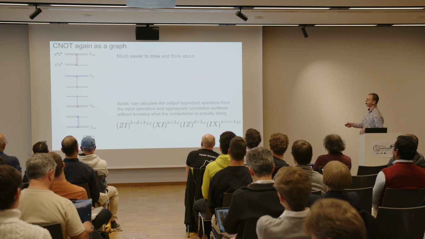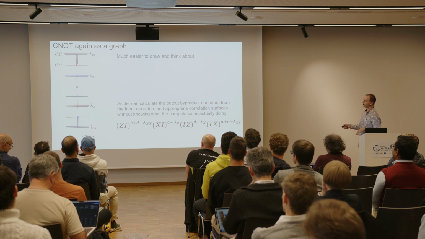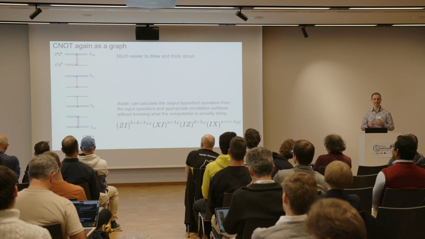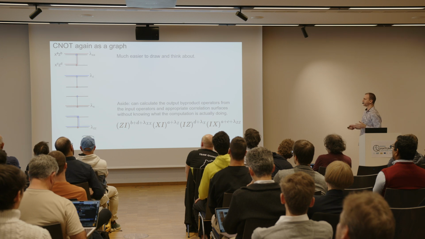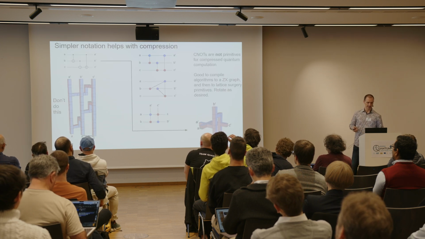Because I can write C0 now as just this graph. It has a blue node, a Z node at the top, and the control is a red node. And then I can use those rules, look at my correlation surfaces, and it's just easier. As a human on a piece of paper, it's just quicker. So as an aside, you can work out the byproduct operators. We're not going to spend time on that. It is easy to do.